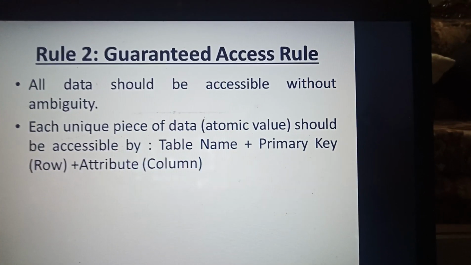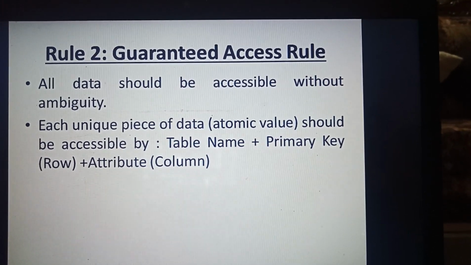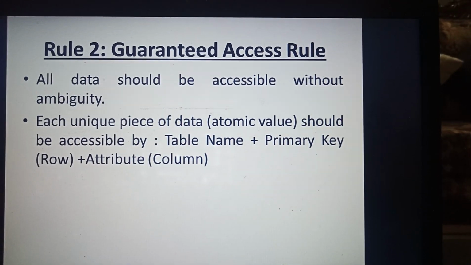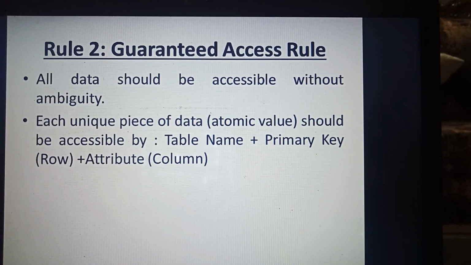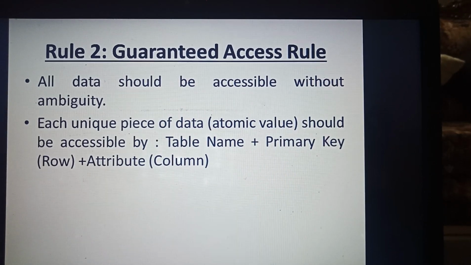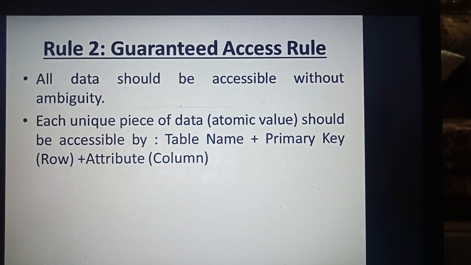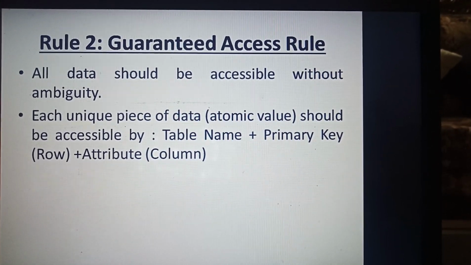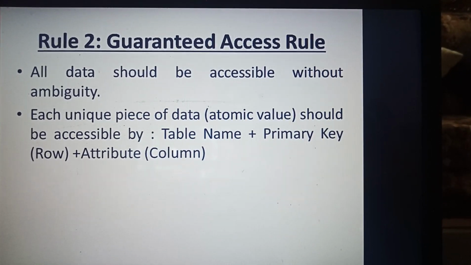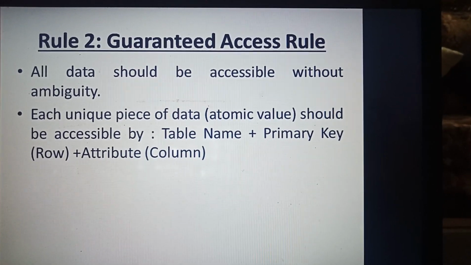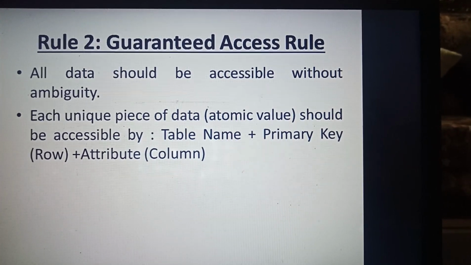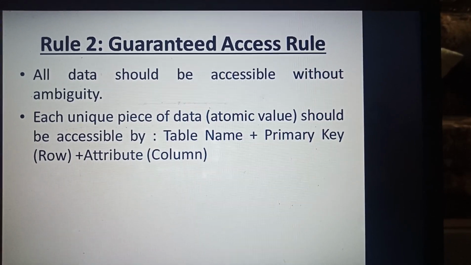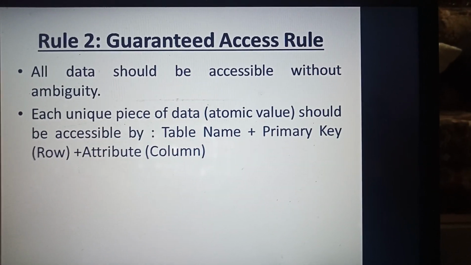So second rule is known as guaranteed access rule, which states that all data should be accessible without ambiguity. Means we should be able to access all the data from the database without any problem. And each unique piece of data should be accessible by table name, primary key, and other attributes. As you all know that for retrieving the data, we should know the table name, relation name, we should know the primary key and other attributes which we want to retrieve.